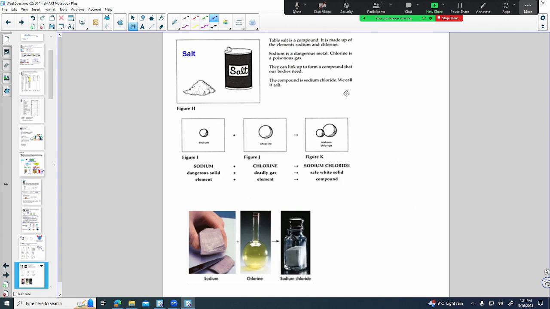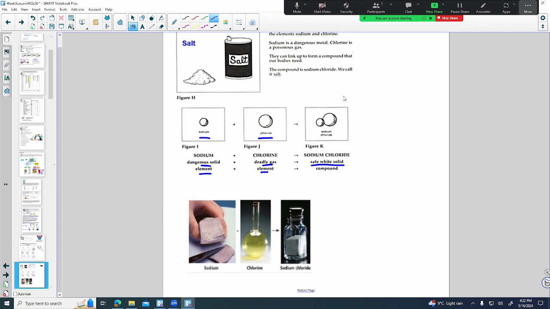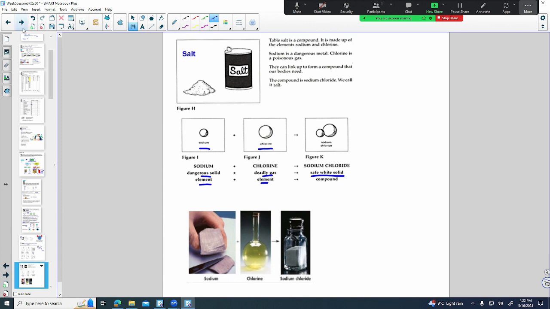Salt. So table salt is a compound. Table salt is made up of sodium and chlorine. Sodium is a dangerous solid element. Chlorine is a deadly gas element. You put them together, you get sodium chloride, which is a safe white solid compound. We use it to season our food. So sodium chloride is also known as salt.